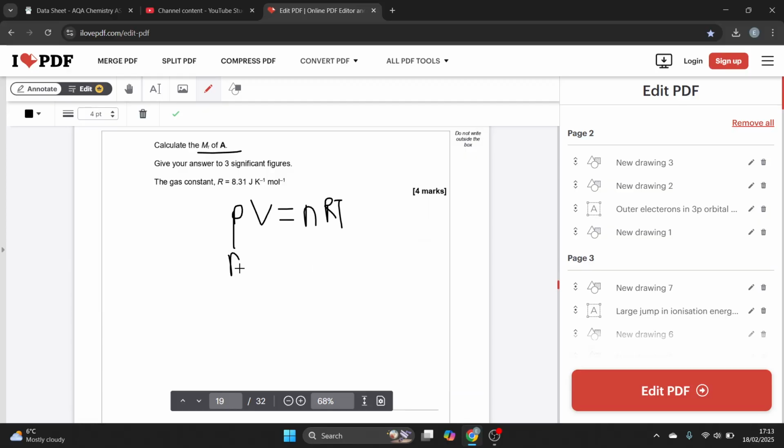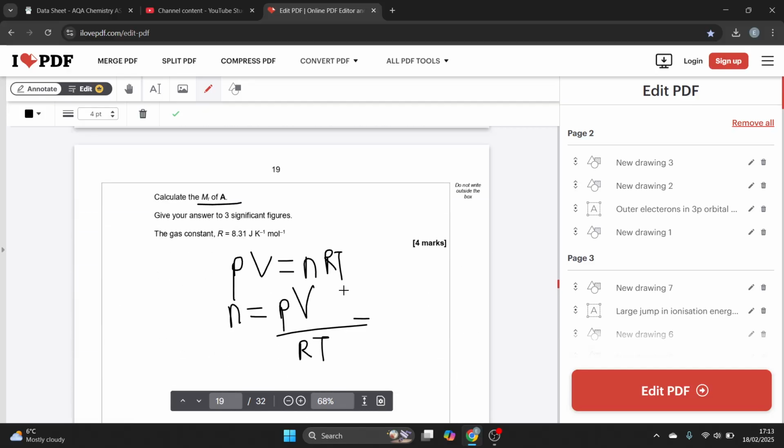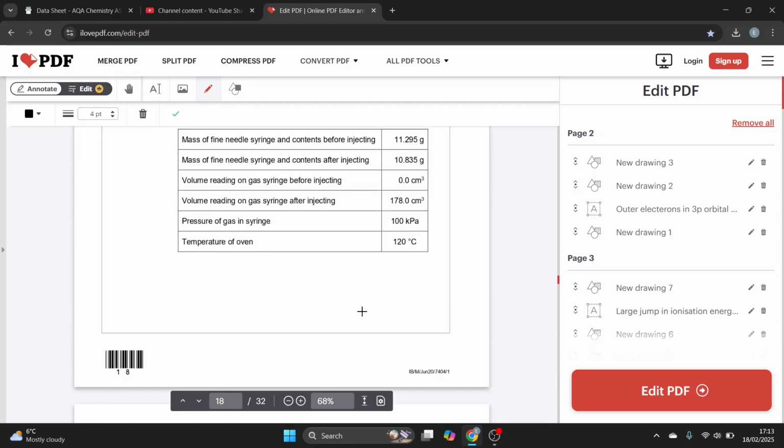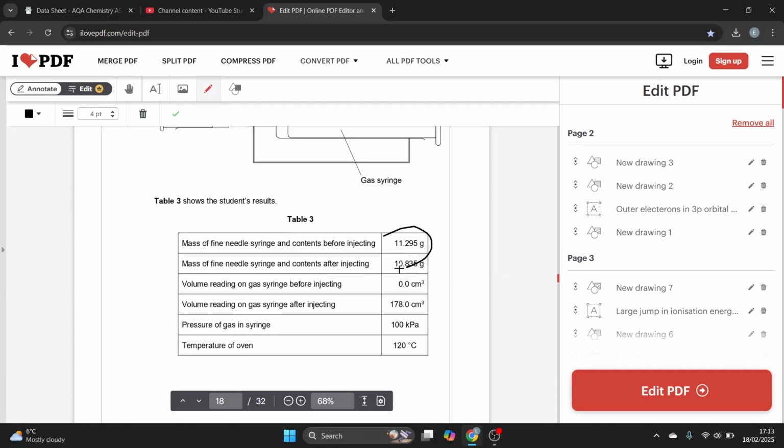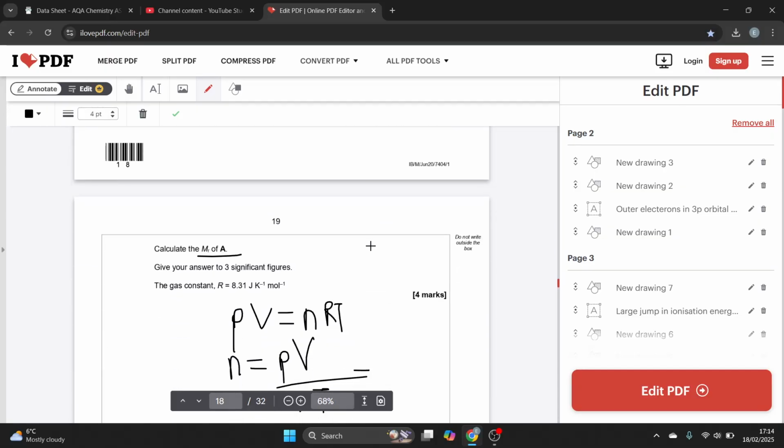MR, so I need to work out the moles. That's PV divided by RT. And I've got the mass, which is just the difference between these two. Once I've got the mass and the moles, then I can work out the MR. That's what I'm going to use.